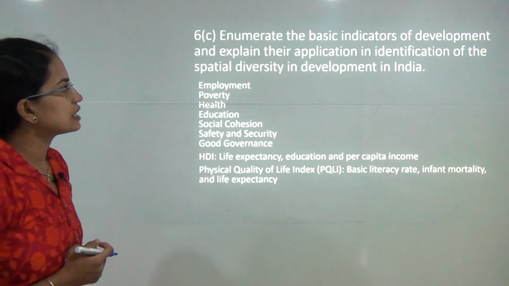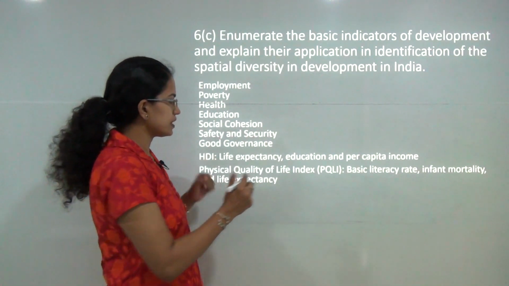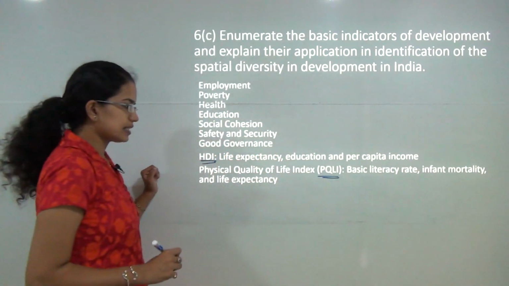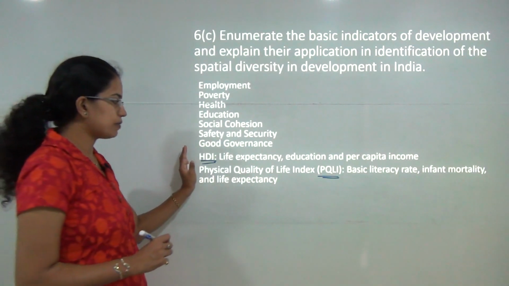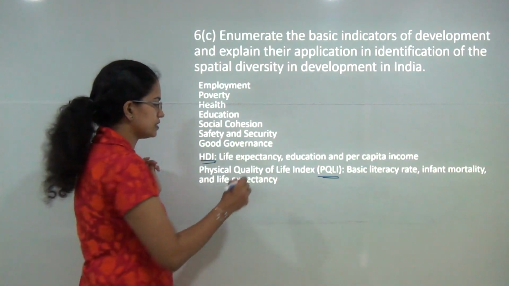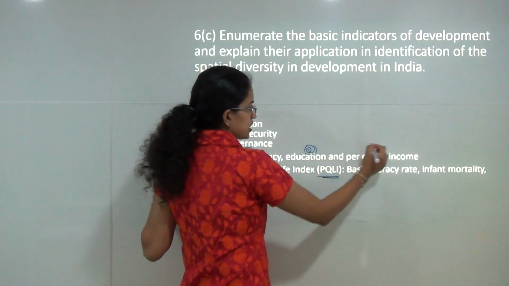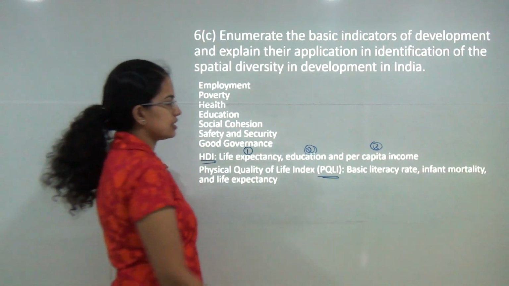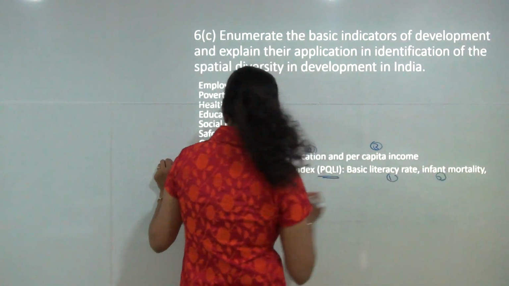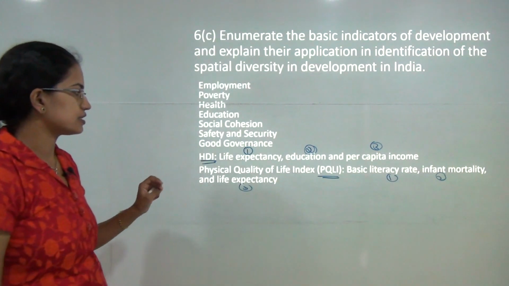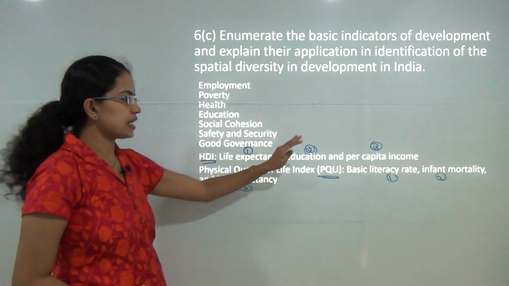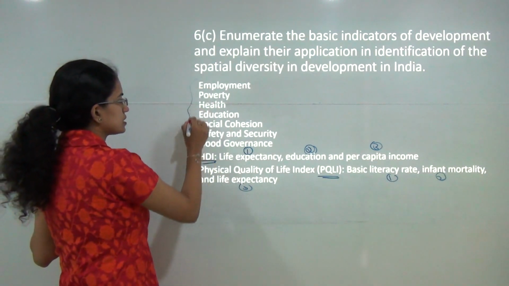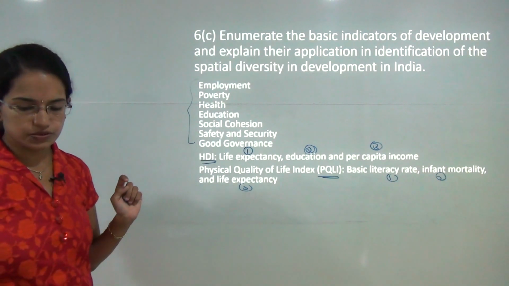The next is the basic indicators for development. So when we talk about development, you have 2 basic parameters, human development index and the physical quality of life index. When we talk about human development index, there are 3 ideas on which it is based: life expectancy, education and the per capita income. When we talk about the PQLI, it's basically the literacy rate, infant mortality rate and the life expectancy. So you have each of these which have these basic characteristics that you need to discuss, and ultimately you can say these are the key ideas and the development that we need to discuss.